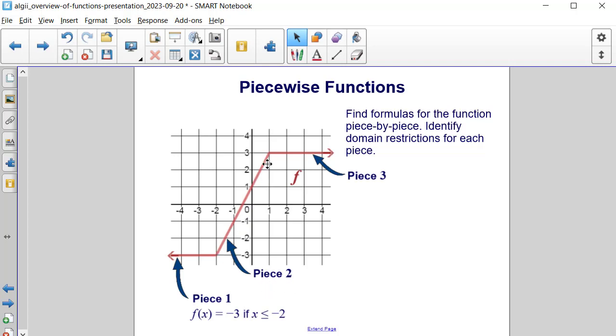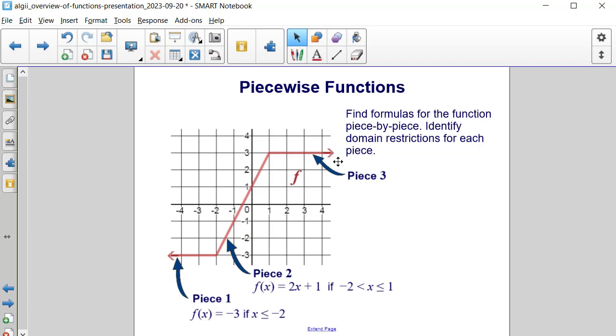We have a linear function that has a slope of 2, because we're rising 2 and running 1 each time, and its y-intercept is +1. So f of x is equal to 2x plus 1 for x values between -2 and +1, not including the -2, because that was included in piece 1.